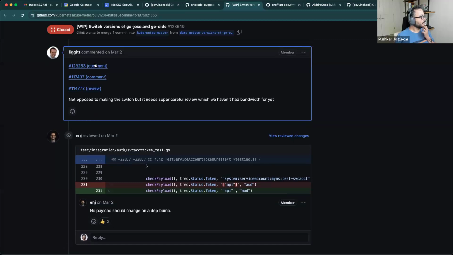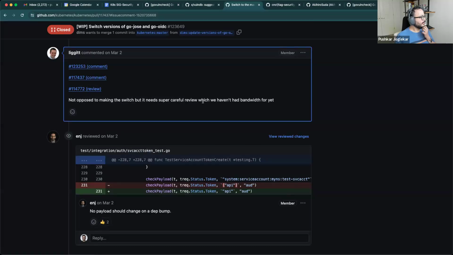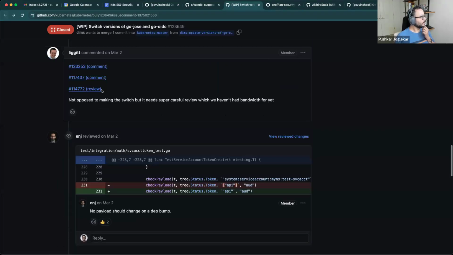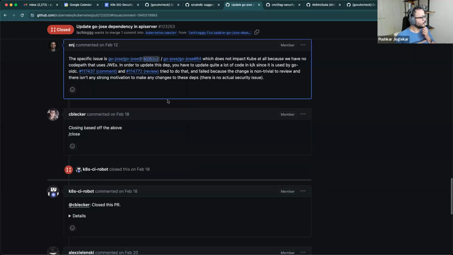that if you go through all these comments, we found out that this is actually not impacted for Kubernetes. SIG Auth confirmed it, and there were other maintainers as well who confirmed it. So this is the specific one. It does not impact Kube at all because we have no code path that uses JWE.